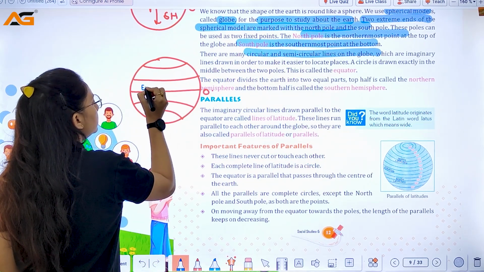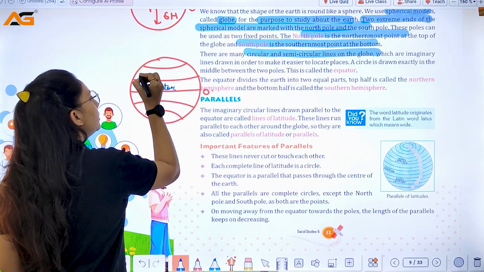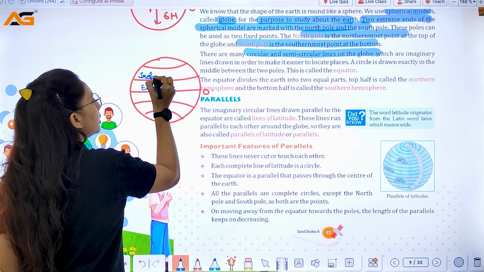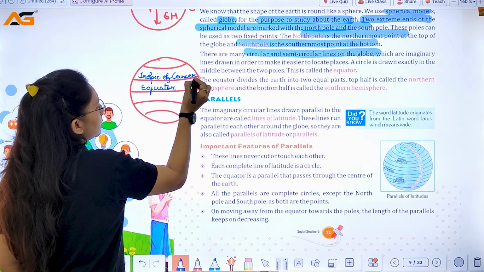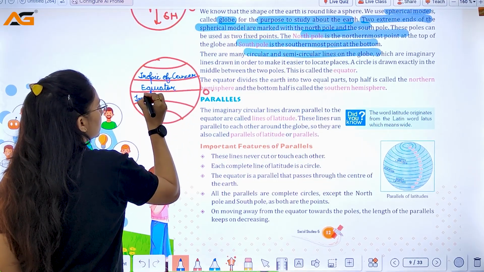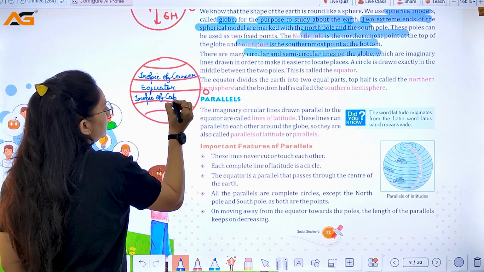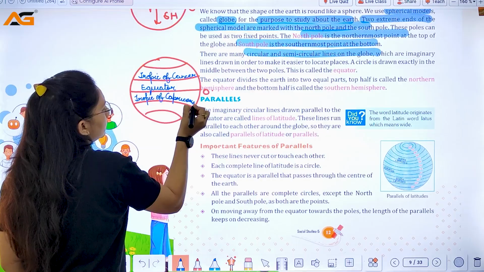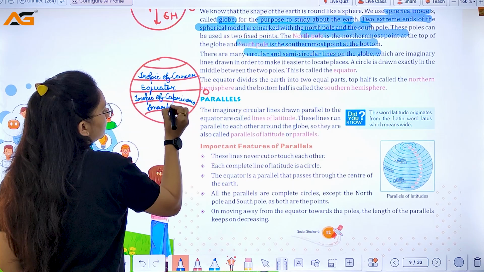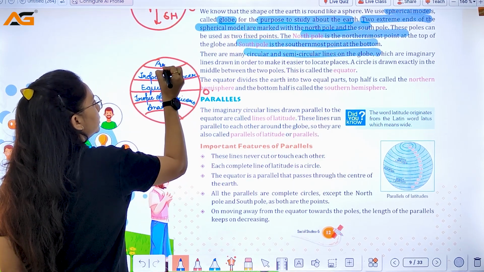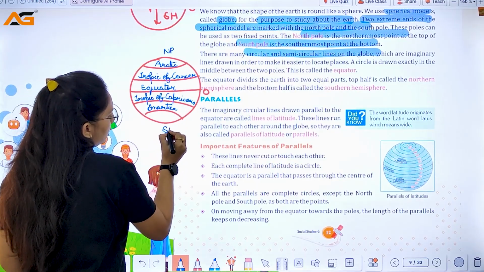This is the equator, 0 degree. Tropic of Cancer, this is Tropic of Capricorn, this is Antarctic Circle, and this is Arctic Circle, right? And this is North Pole, and this is South Pole.